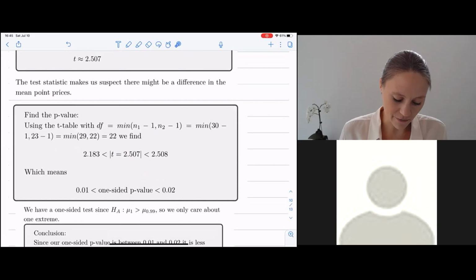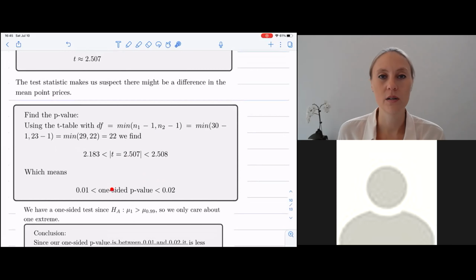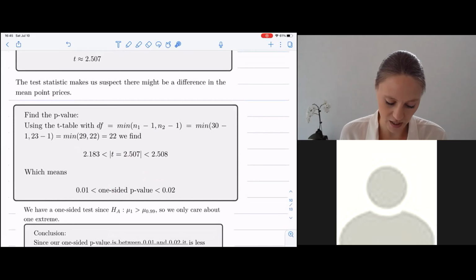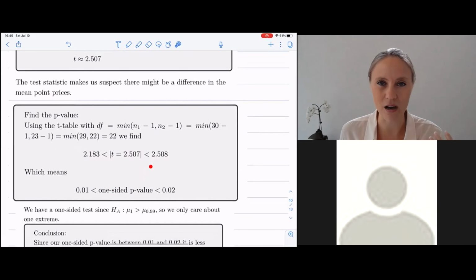So then if we trace down, notice that we want a one-sided p-value because we want to know if the 1 carat diamonds are more expensive, right? Have a higher point price than the 0.99 carat diamonds. And so I'm not going to go to the table here because we've done that enough now, but hopefully these are the values you land on.